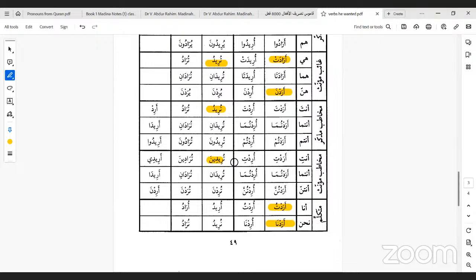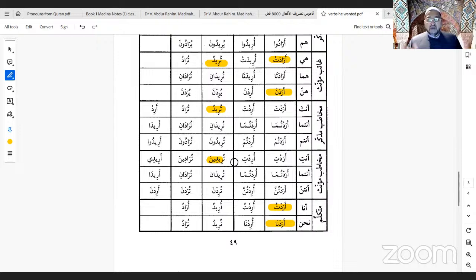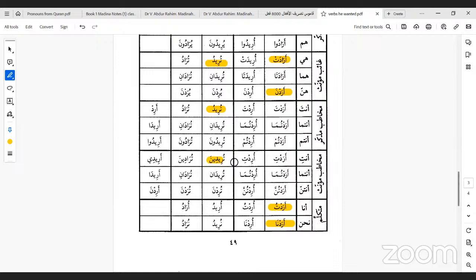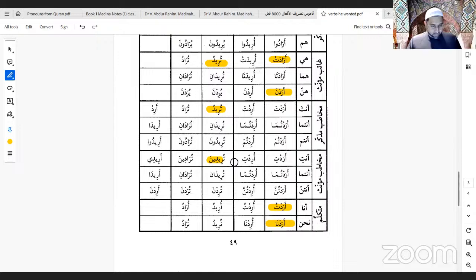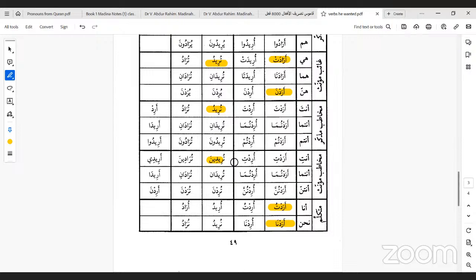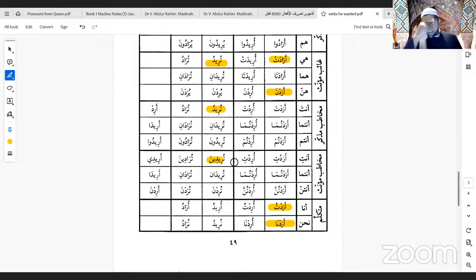Yes, Bismillah ar-Rahman ar-Rahim. I want you to do the present tense of ata'a yuti'u, please. Yuti'u, yuti'ani, yuti'una. Anta tuti'u, tuti'ani, tuti'una, anti. Yep.